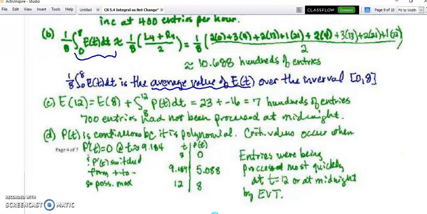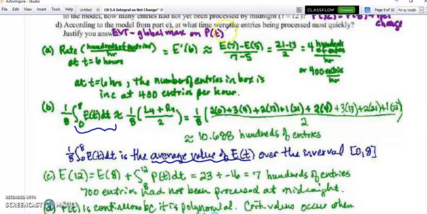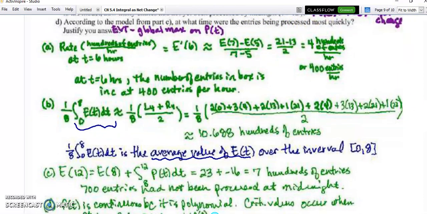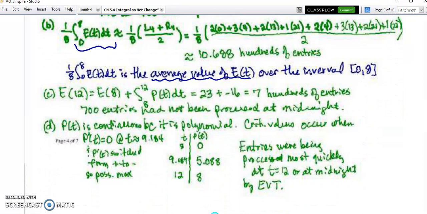All right. Now, what you're doing in D is we are trying to look at when the entries are being processed most quickly. Not when the amount in there is a max, but when they are being processed most quickly. So we're trying to look at P of t, and we want to maximize P of t on the closed interval, which is why we're doing EVT. P of t is continuous because it was a polynomial. That satisfies the requirements for EVT. We probably should have said on the interval, we're on 8 to 12 because it's a polynomial.